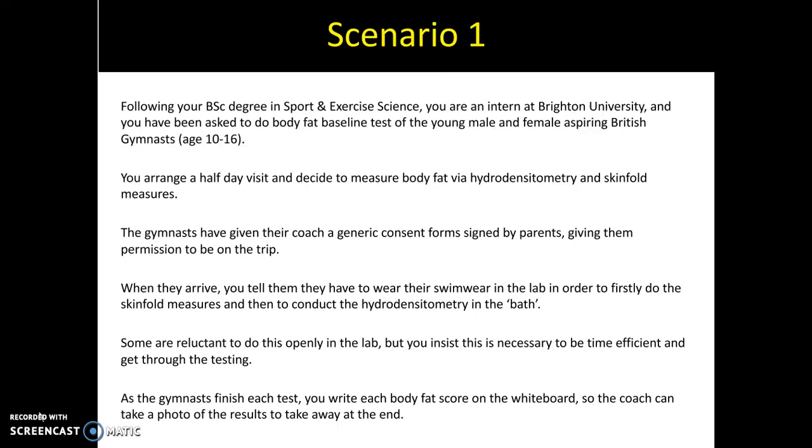The gymnasts have given their coach a generic consent form signed by parents, giving them permission to be on the trip. When they arrive, you tell them they have to wear swimwear in the lab in order to firstly do the skinfold measures and then to conduct the hydrodensitometry in the bath. Some are reluctant to do this openly in the lab, but you insist this is necessary to be time efficient and get through the testing. As the gymnast finishes each test, you write each body fat score on the whiteboard so the coach can take a photo of the results to take away at the end.